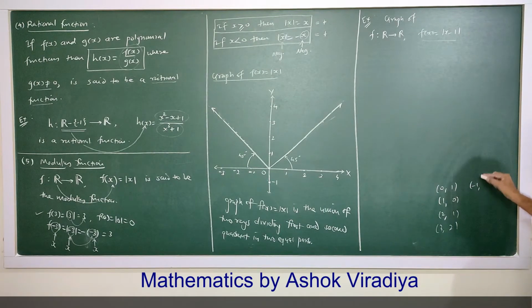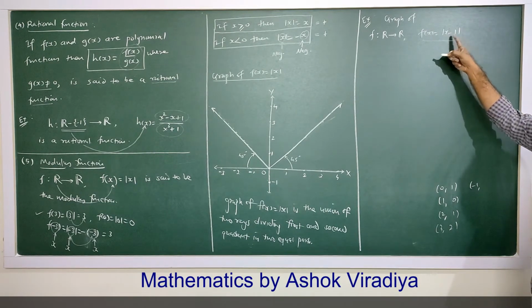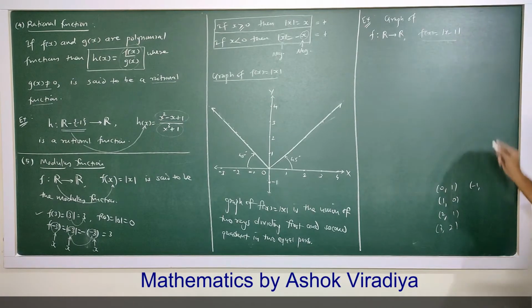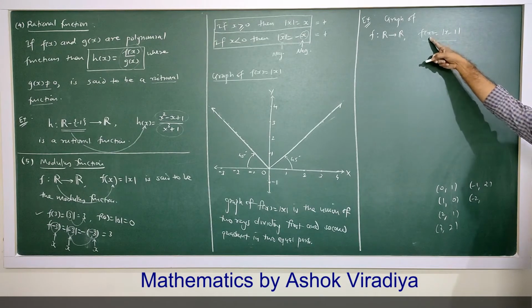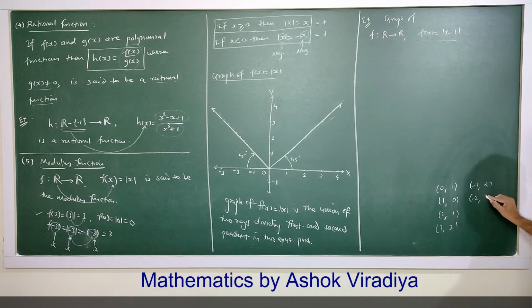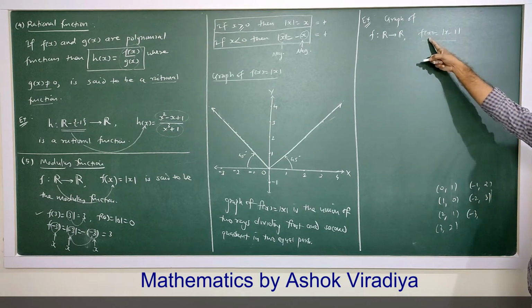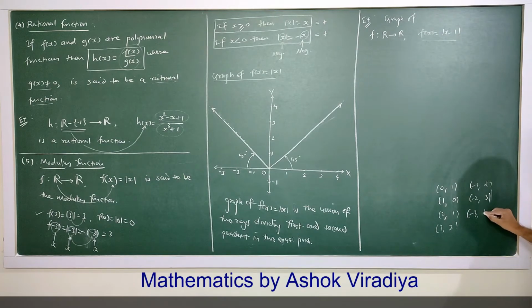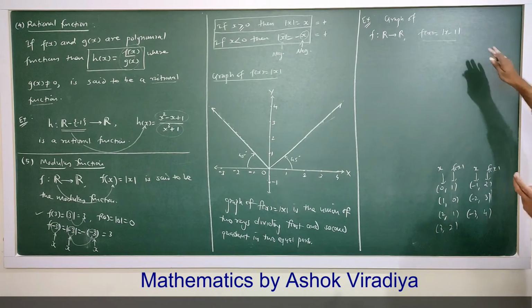Put minus 1. So minus 1 minus 1 is minus 2. Modulus of minus 2 is 2. Put minus 2. Minus 2 minus 1 is minus 3. Modulus is 3. Putting minus 3. Minus 3 minus 1 is minus 4. Modulus of minus 4 is 4. Here this is x. This is the value of f(x) calculated by this formula, f(x) equal to modulus of x minus 1.